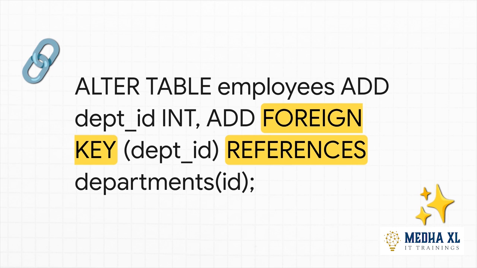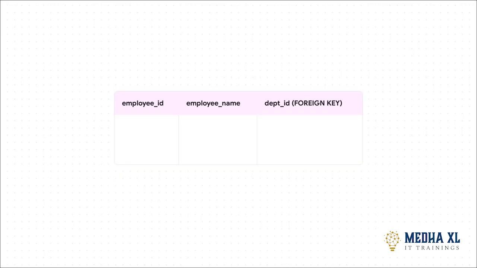First, we add a new column called dept_id. Then, and this is key, we declare it a foreign key that references the ID column back in our departments table. This creates what's called referential integrity. It basically makes it impossible to have orphan records, like an employee who's assigned to a department that doesn't even exist. And here's what that looks like.